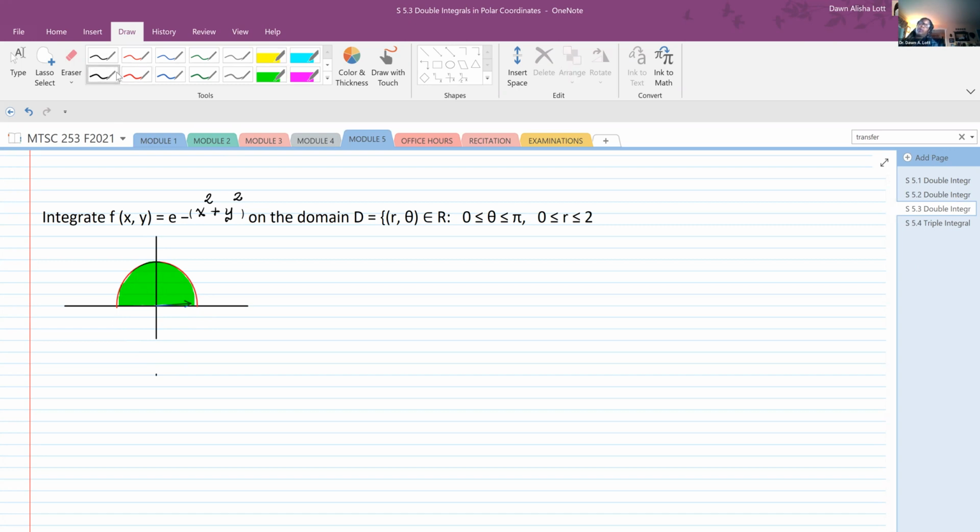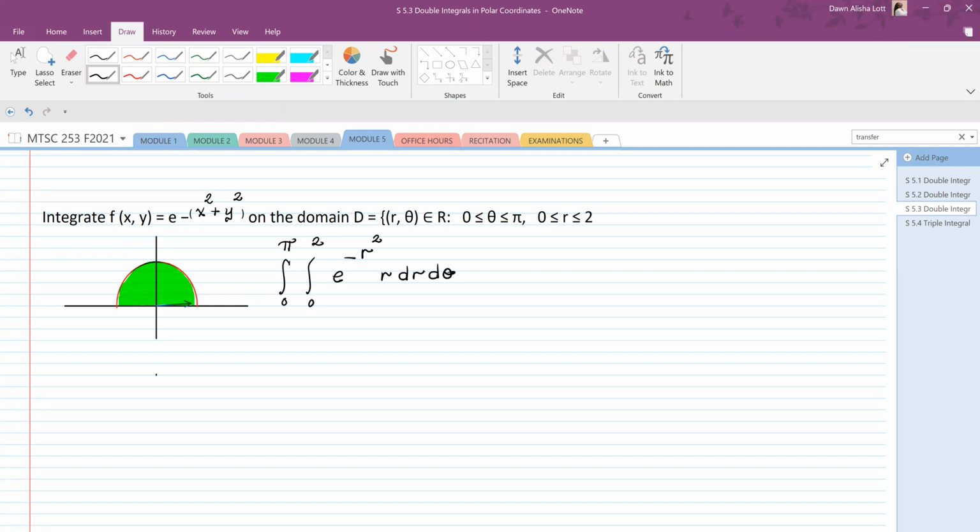So this is an easy problem. I'm doing the integral, theta goes from 0 to pi, r goes from 0 to 2. The function is e to the minus x squared plus y squared, which is r squared, and then I need r dr d theta. That's it. That's all that is. That's a nice, easy problem.